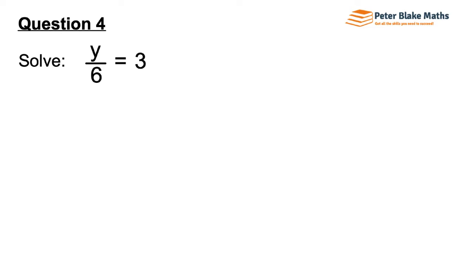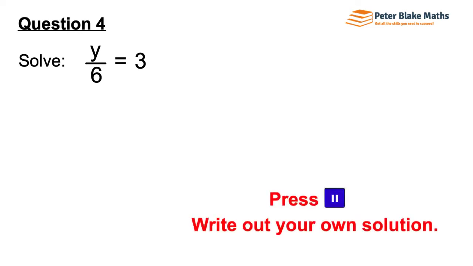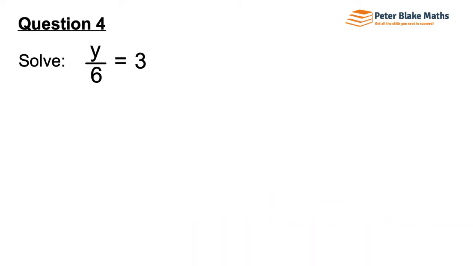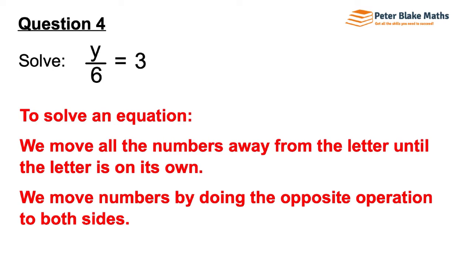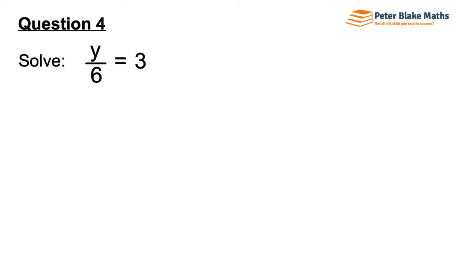Question 4. Solve y over 6 equals 3. Solve an equation by moving all the numbers away from the letter until the letter's on its own. The way we move numbers is by doing the opposite operation to both sides. So to get the letter on its own, we need to move that 6. Now that 6 is underneath, it's on the bottom of a fraction, so that 6 we consider to be dividing into the y. So the opposite of dividing is multiplying, so we're going to multiply 6 by both sides.